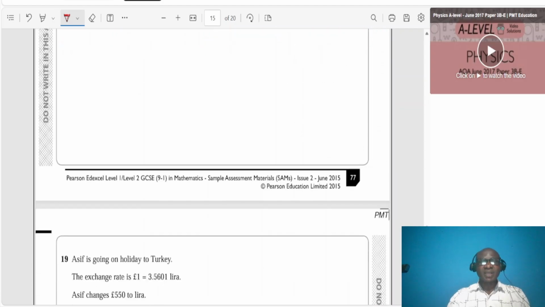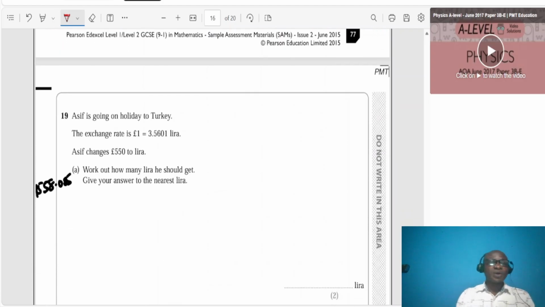Let's come to this. Let's find out. Okay, sorry about that. All right, let's see. He said, as if he's going on holiday to Turkey, the exchange rate is £1 to 3.5601 rila. Therefore, if he has 550 pounds, let's convert it to rila and see what it will be. He said, how much is it going to be?